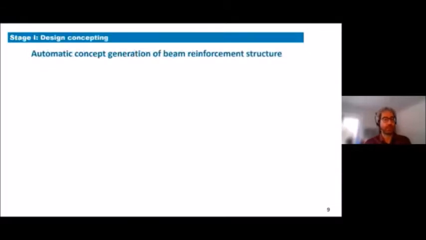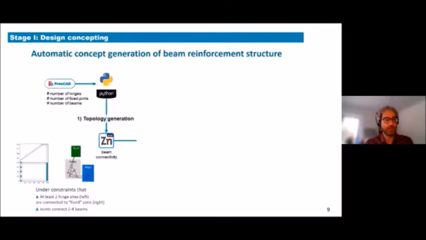And so, starting from the design concepting, to automatically generate these beam reinforcement structures, we put in place some algorithms. We view this as a constraints problem. So by applying linear programming routines in consecutive steps, we can generate the structures. The first step is a topological step. Here, the beam connectivity is in fact ensured under a number of constraints.